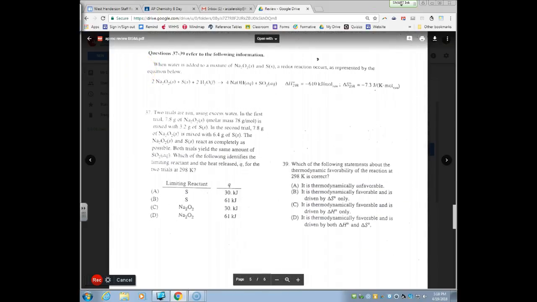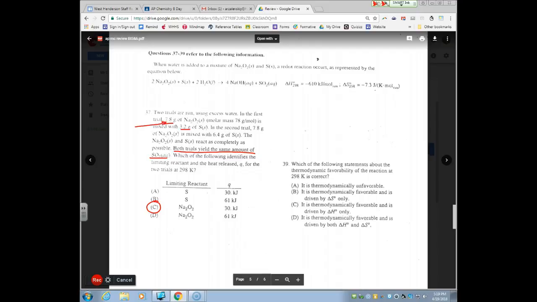All right. Here for 37, I thought this was a pretty tricky problem. You should have been able to narrow it down to C or D. The correct answer is C. The reason why you would have narrowed it down to C or D is that we've got some sodium peroxide, and it's 7.8, and we're reacting it with 3.2 grams of sulfur. In the second one, we double the amount of sulfur. Both trials yield the same amount of SO2.